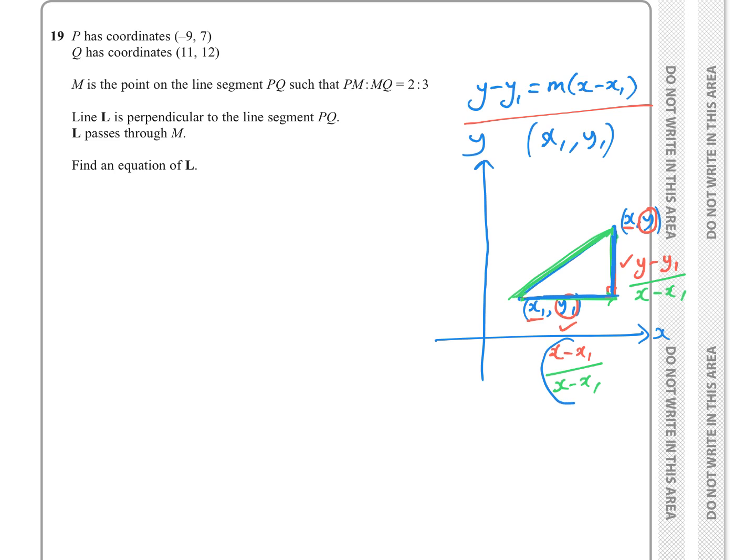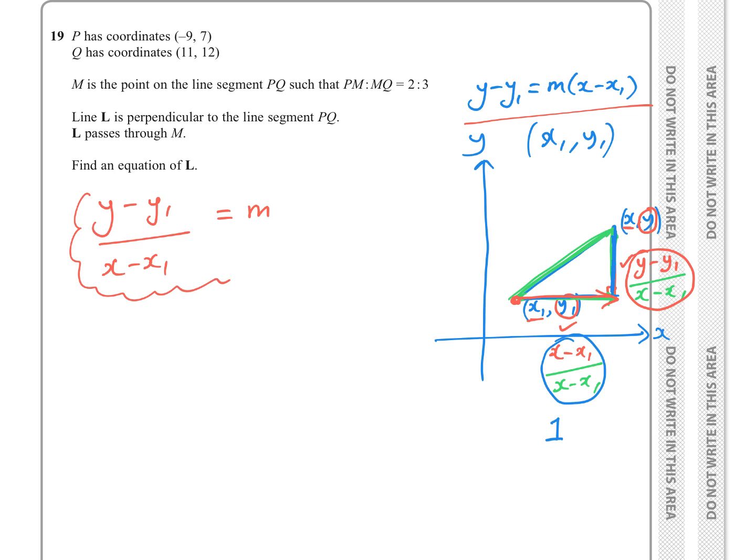Now we've managed to get this number equal to 1, so what I have got is a movement along of 1, so this number here must be my gradient. And if you look carefully, it gives you y minus y1 divided by x minus x1 equals m. And if you multiplied both sides by x minus x1, you just get the equation here of a straight line. And that's the one I'm going to use.